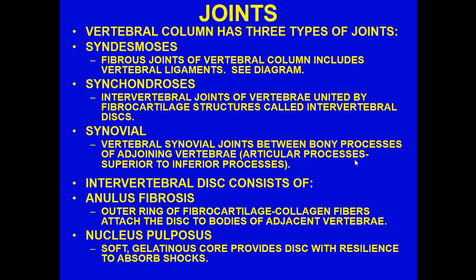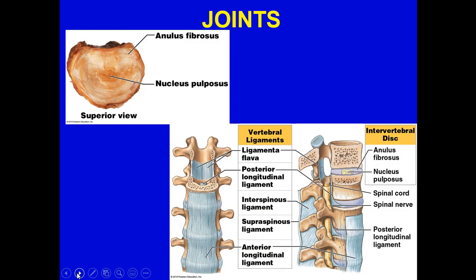Articular processes go from superior to inferior processes. We have the intervertebral disc consisting of the annulus fibrosus. This is really important because this is where you hear some people talk about, okay, I have a ruptured disc. The annulus fibrosus is the outer ring of fibrocartilage. You have cartilage fibers that attach to the disc and they attach to bodies of the adjacent vertebrae. Then we have the nucleus pulposus. This is a soft gelatinous core that provides the disc with resilience to absorb shocks.